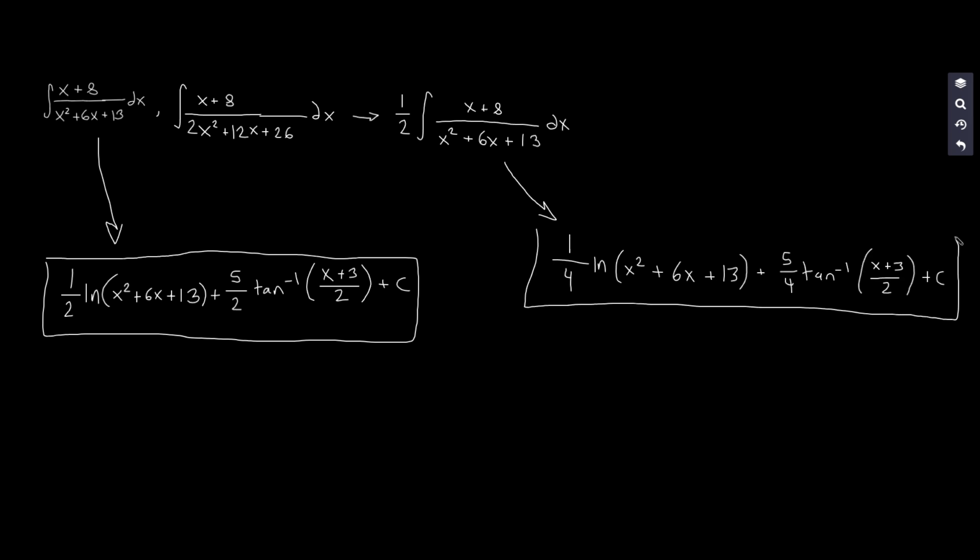So the only difference really is the 1/4 out front instead of a 1/2 out front. And also the 5 is not 5/2 anymore, it's 5/4 in front of arctangent. So I think the next thing to do is probably to try to summarize the whole partial fraction method, and then we could work through another example.